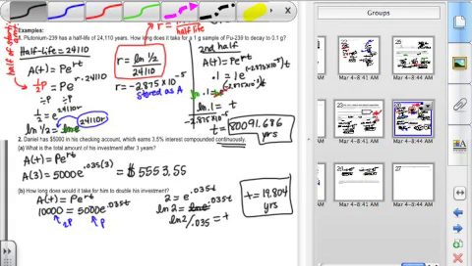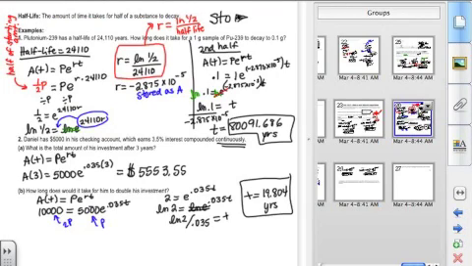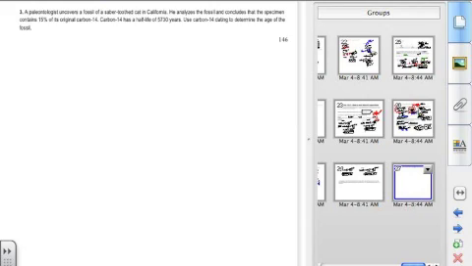Okay, this is another half-life one. It says a paleontologist uncovers a fossil of a saber-toothed cat in California. He analyzes the fossil and concludes that the specimen contains 15% of its original carbon-14. Carbon-14 has a half-life of 5,730 years. So start out with that. So half-life equals 5,730 years. That's all you need to know for this first part of the problem.